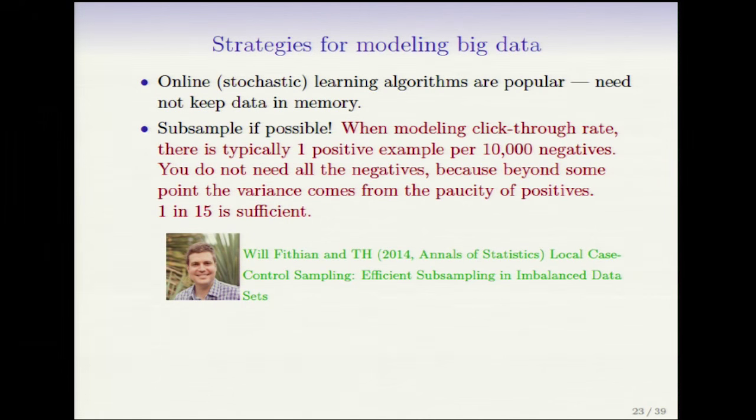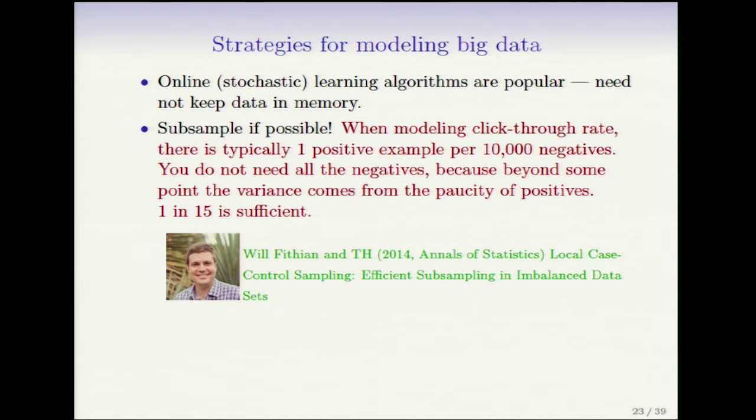Okay, some other strategies for modeling big data. Online stochastic learning algorithms are popular. They need not keep the data in memory. Subsample if possible. So for example, when modeling click-through rate, so that's for an ad, you want to model the probability whether someone's going to click on the ad or not, and you have lots of examples. But in the training data, there may be one positive example for 10,000 negative examples, because not that many people click.